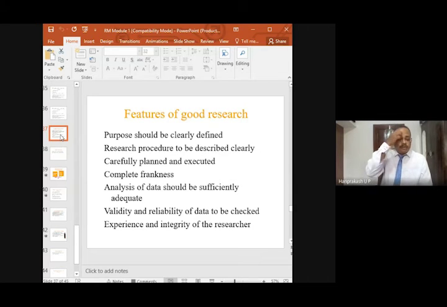Okay. And according to the objectives, you have to collect the data. You should not miss any data collection. So that way it should be sufficient and adequate. Validity and reliability of data to be checked.